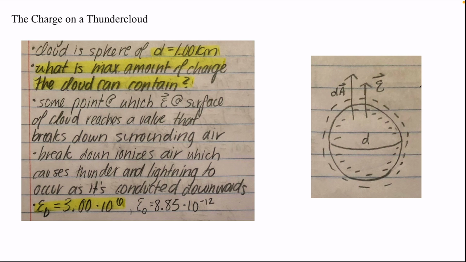So there's some point at which the magnitude of the electric field at the surface of the cloud reaches a value that breaks down the surrounding air. That breakdown ionizes the air, which causes thunder and lightning to occur as it's conducted downwards. So our breaking point value is 3 times 10 to the 6. And you can see with my picture on the right, we're going to be using Gauss's law to solve this.